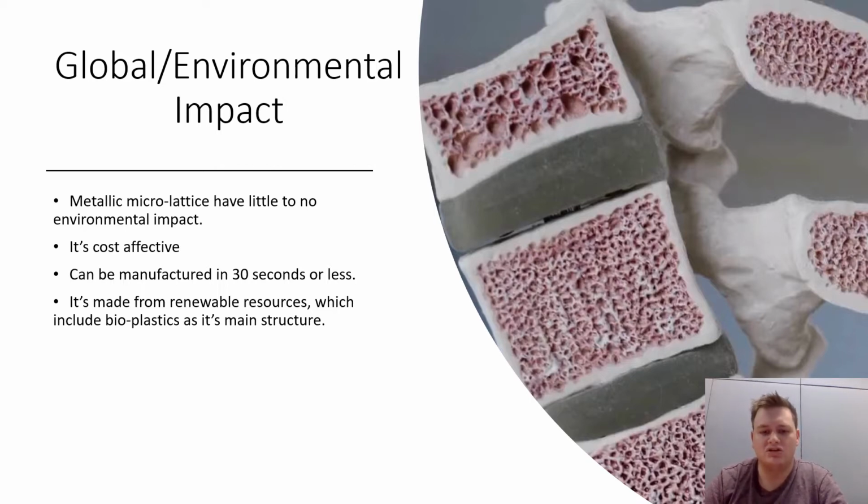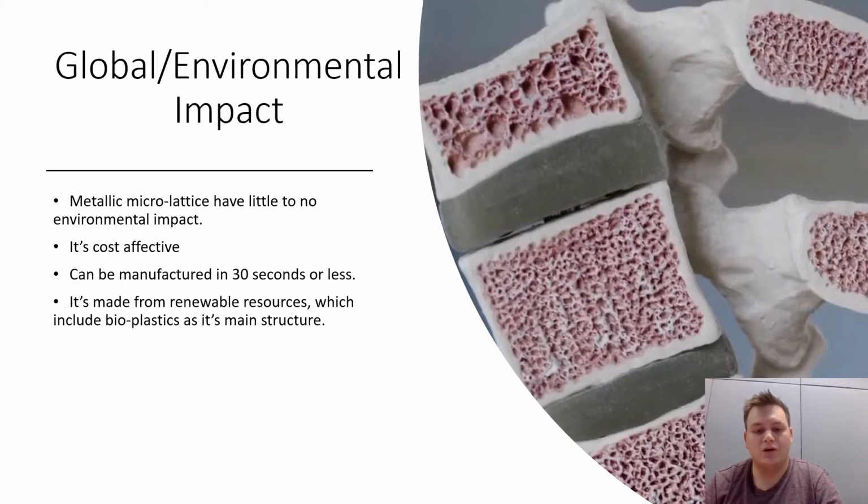A micro-lattice structure can be manufactured in 30 seconds or less. The main component of a micro-lattice structure is formed with environmentally sound bioplastics that only require UV curing for their process. Bioplastics are a degradable material that come from renewable resources and can be used to help minimize the contamination levels in the environment. The use of this technology makes up a small portion of the plastic industry.